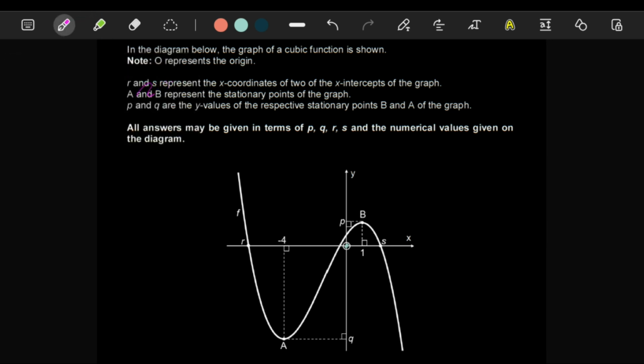Excuse me. I have to read this again. Where is R? R is here. S is here. So it says R and S represent the x coordinates of 2 of the x-intercepts. Yes, only 2 of them. You see, because the other one is not mentioned.